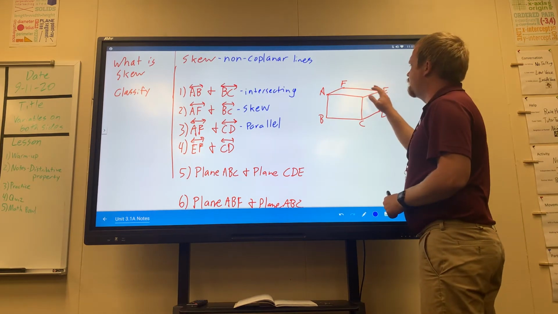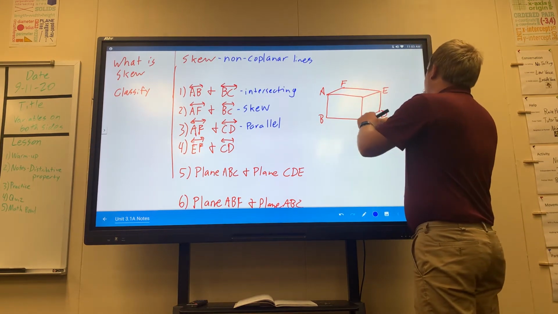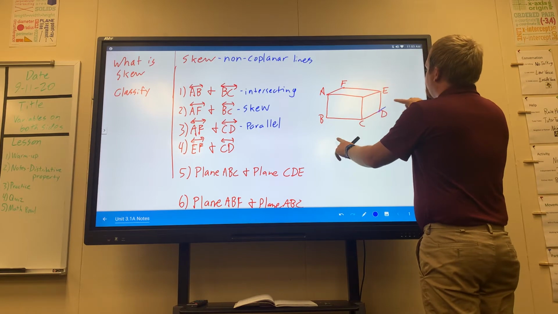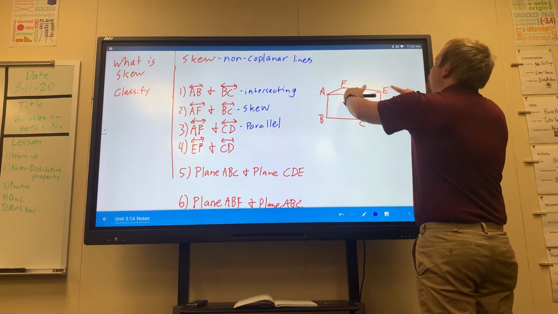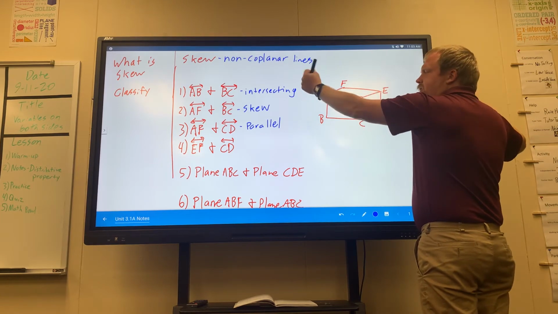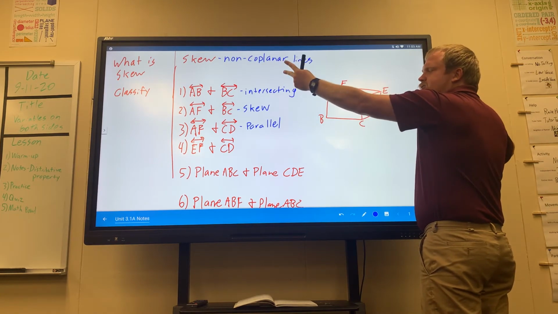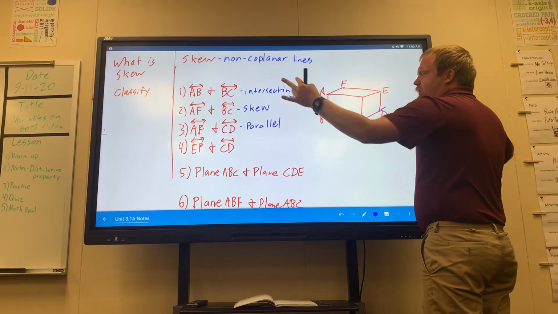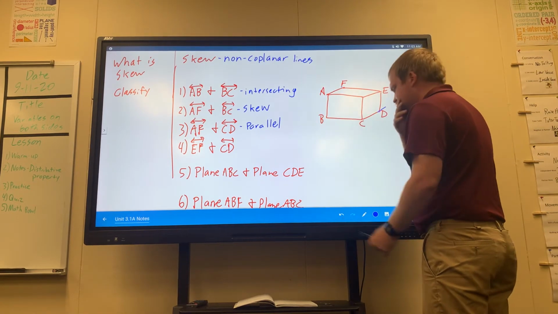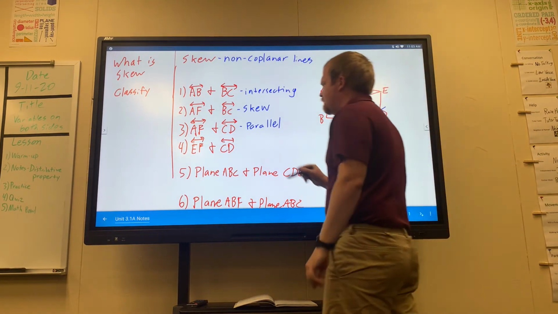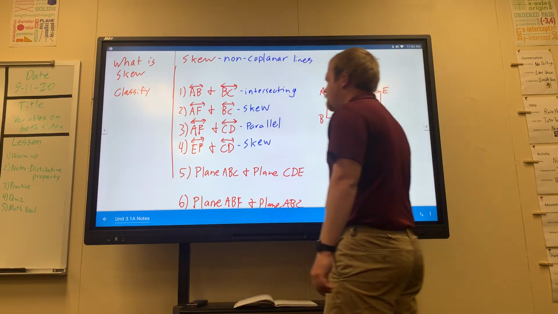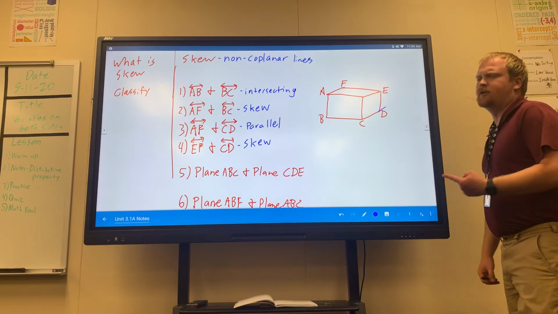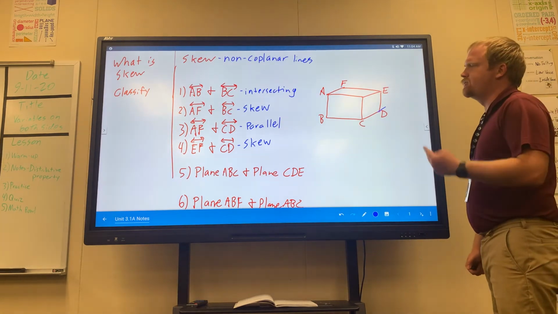If we look at EF and CD, CD is going to go infinitely this way, and EF is going to go infinitely this way. They're not going to cross, they're not going to touch each other, and they're not on the same plane, so they're not going to be parallel. So this is another example of a skew line. Not on the same plane, and they're not touching one another.